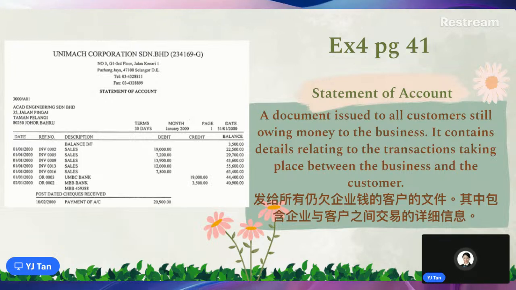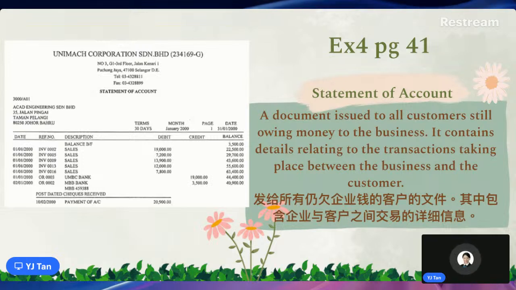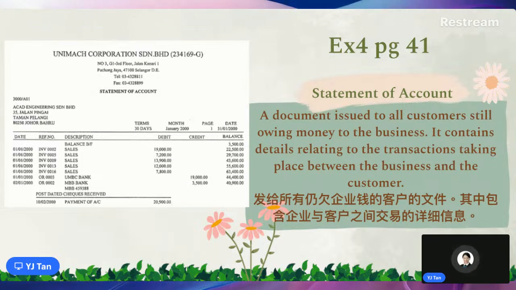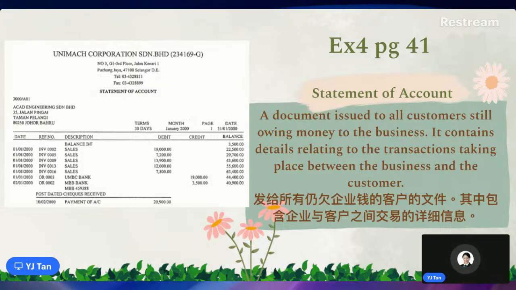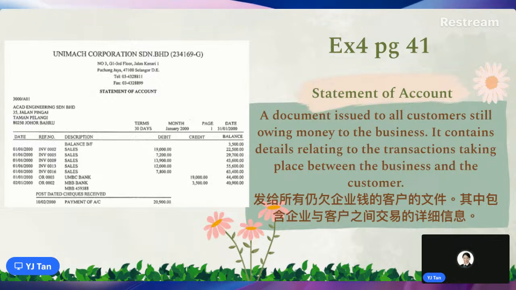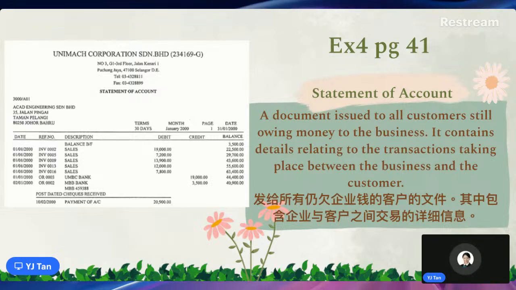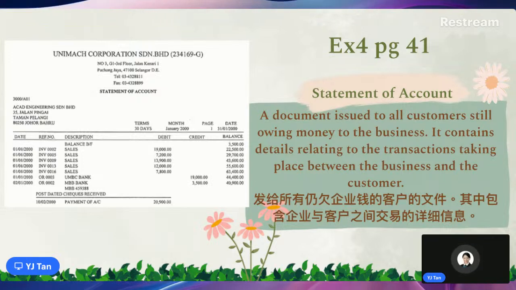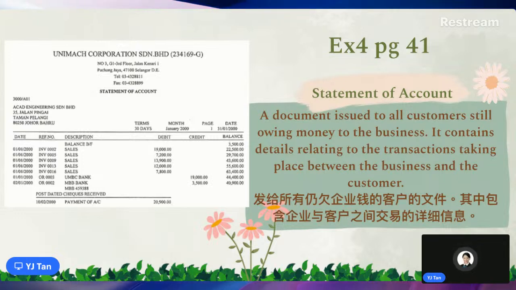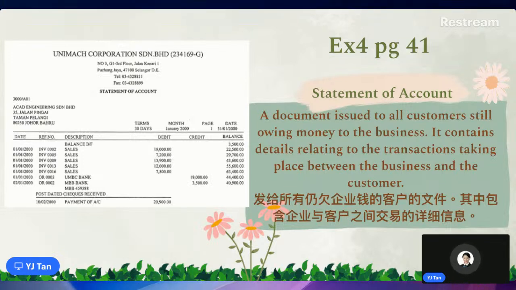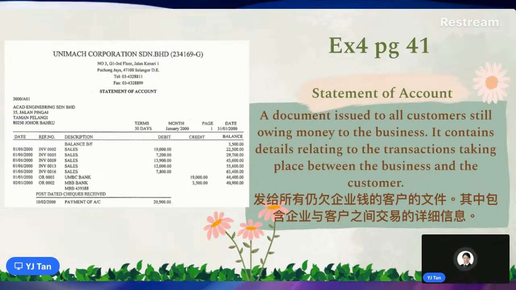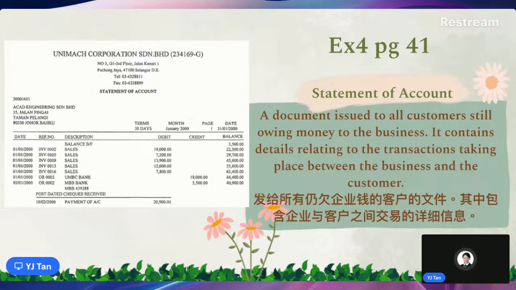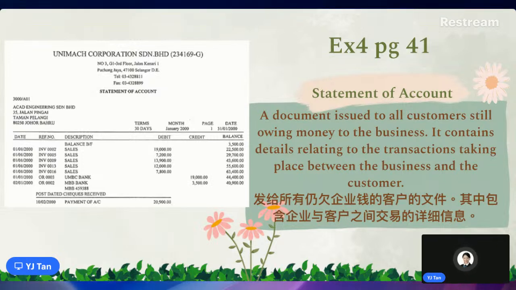All right, let's look into this particular example. This example is from Unimatch, which is the seller, to the customer, which is ACAD Engineering Sdn Bhd. Right, this customer is ACAD. The seller is Unimatch. So Unimatch issued this statement of account to ACAD to inform ACAD what happened during this period of time, what happened to your business, to my business. All right. So from here we can see there is a balance brought forward, balance BF, in the first row, which is 3,500.